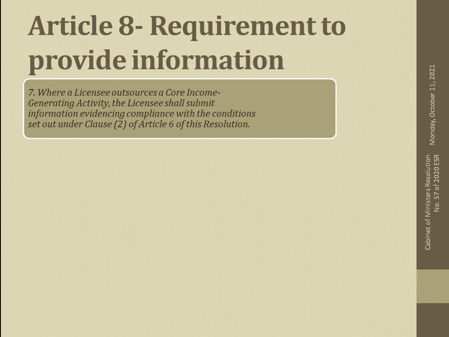Clause 2 of article 6 of this resolution talks about what the main licensee has to do regarding the outsourcing licensee. They have to monitor, control, demonstrate. They have to see the employee expenditure and physical asset in the UAE, and core income generating activity should be performed in UAE. That says clause 2 of article 6.